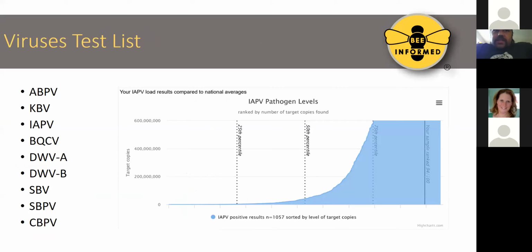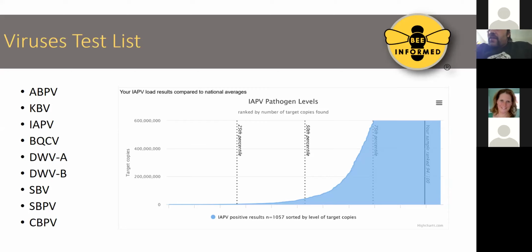Okay, so this next graph, on the left-hand side, we're showing you the viruses that we test for, and the graph on the right represents what a viral report would look like. And this is IAPV, or Israeli acute paralysis virus. From this sample, if you look on the far right, there's a line that says you're in the 94th percentile out of 100.